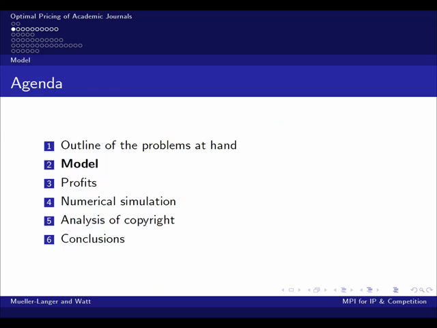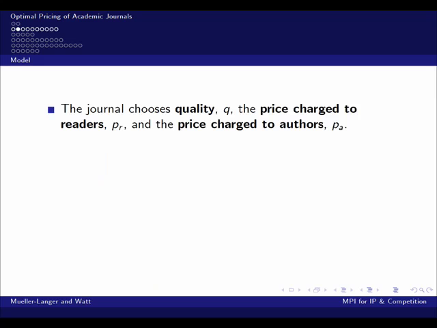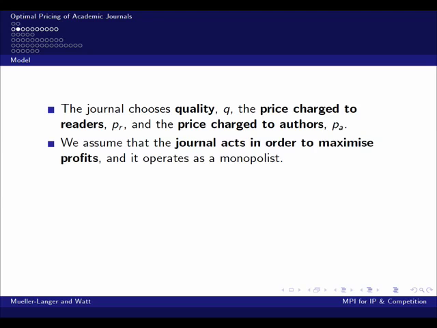Now, as I said, the model, let's go through the notation here. The monopolistic journal chooses quality denoted by Q, the price charged to readers, which would be the subscription fee, denoted by PR, and the price charged to authors, denoted by PA, which is the publication fee. Now, the journal acts in order to maximize profits, and we consider here that the journal operates as a monopolist. Quality is the minimal quality of accepted paper.